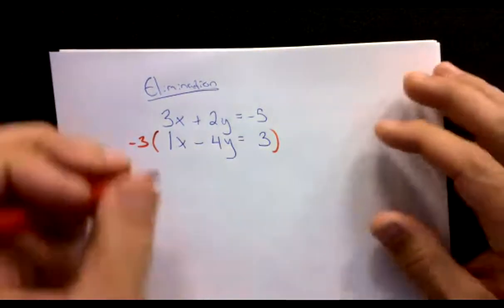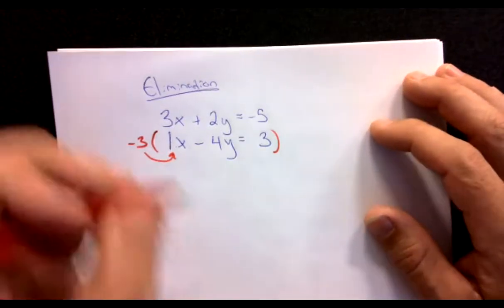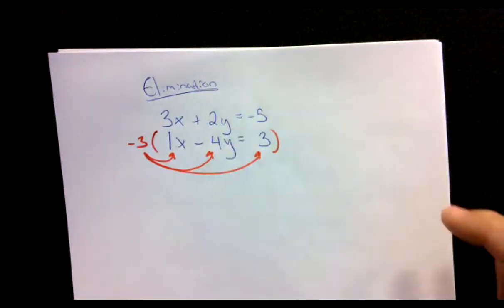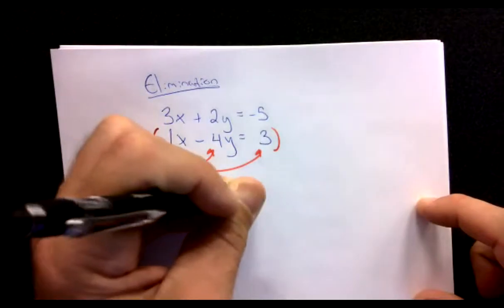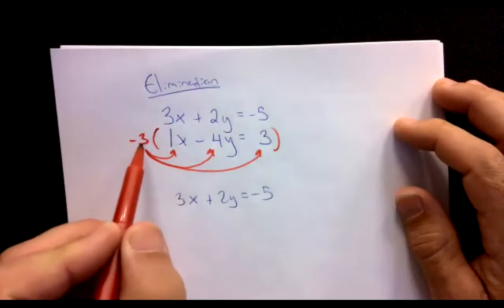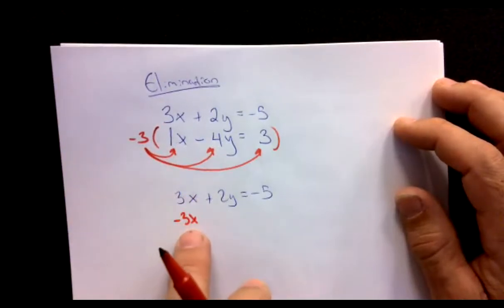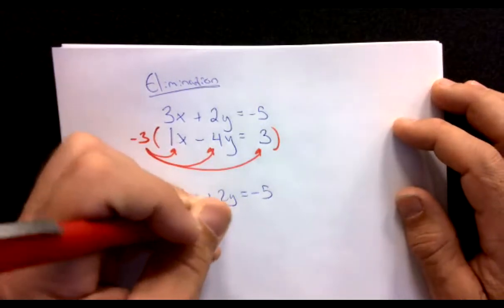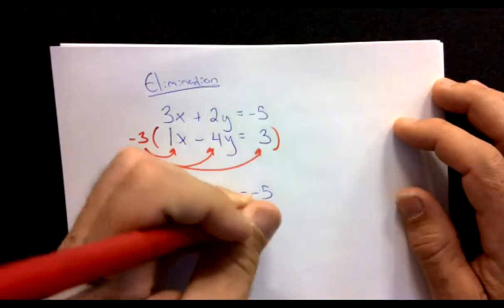And when I do that, I can't just multiply it to the 1. That would change my equation. So to make sure I don't change the whole thing, I've got to multiply that to every number. So I'm just going to rewrite that top equation. So 3x plus 2y equals -5. And again, to get my opposites, I need to multiply this 1 by a -3. So that gives me a -3x, which gives me my opposites. That's what I'm looking for. Okay, also -3 times -4y is 12y. And then -3 times 3 is -9.